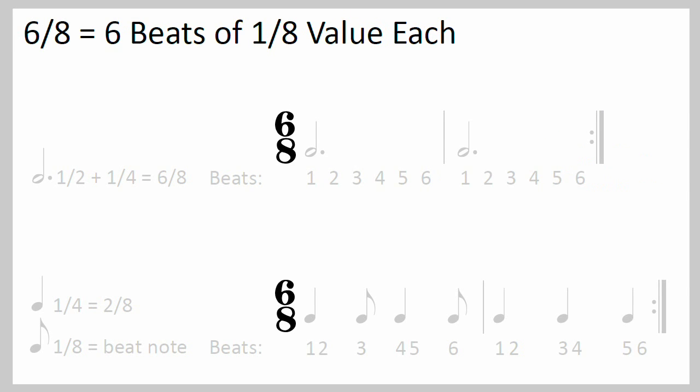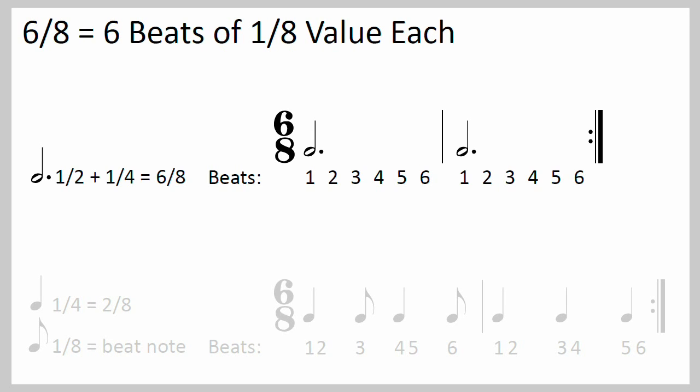The time signature for these examples is 6/8, so each measure has 6 beats, and the value of each beat is 1/8. In this rhythm, both measures have a dotted half note. In 6/8 time, the half note gets 4 beats, since 1/2 is equal to 4 eighths, and the dot adds 2 eighths for a total of 6 eighths. So the rhythm goes like this. 1, 2, 3, 4, 5, 6, 1, 2, 3, 4, 5, 6.